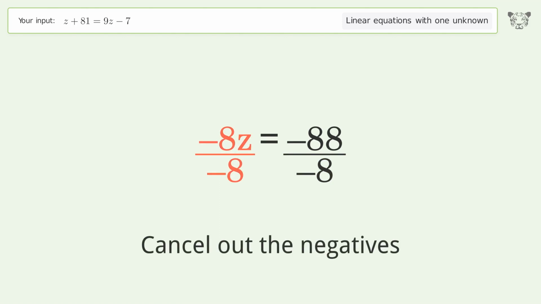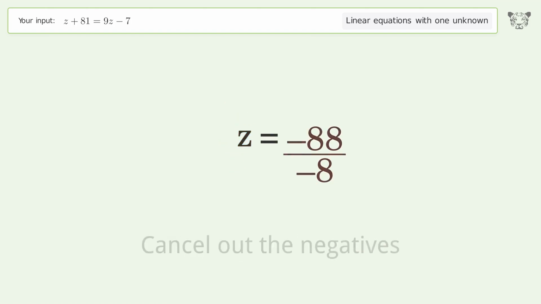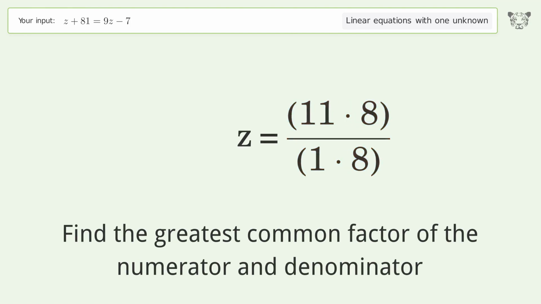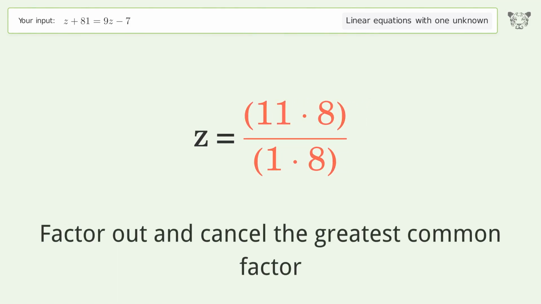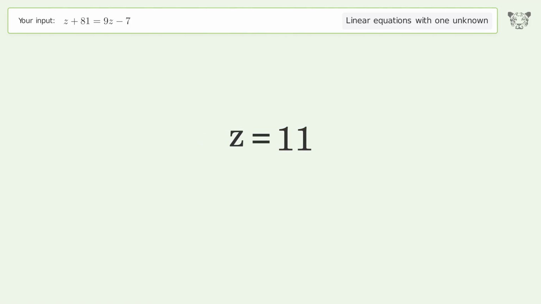Cancel out the negatives. Simplify the fraction. Cancel out the negatives. Find the greatest common factor of the numerator and denominator. Factor out and cancel the greatest common factor. And so the final result is z equals 11.